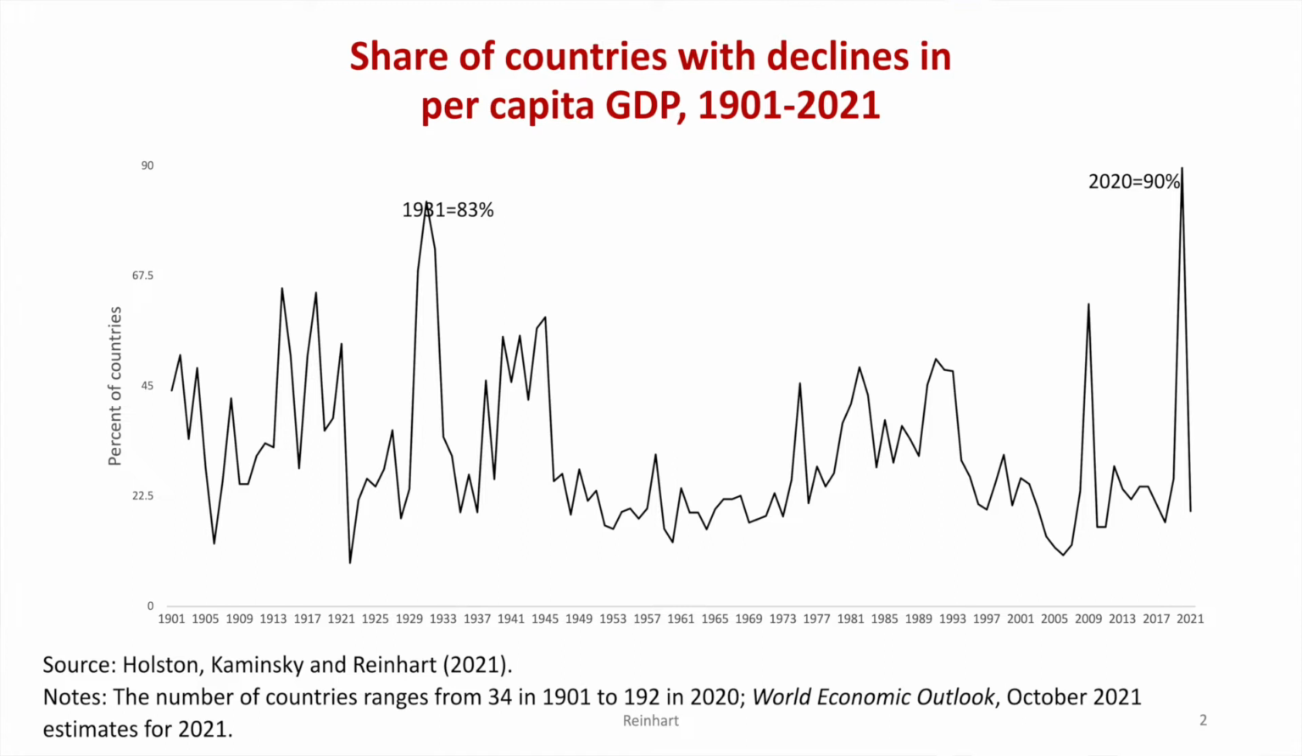This is to state the obvious, right? What you see here is per capita GDP, the share of countries that had a decline in per capita GDP that year. In 2020, 90% of the 196 countries that the IMF tracks had an output decline.